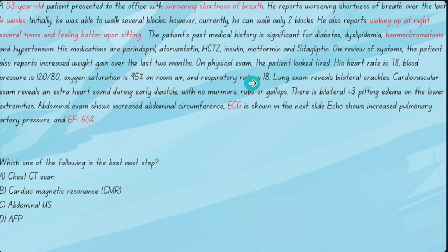But they added one thing. The ECG is shown in the next slide, and the echo shows increased pulmonary artery pressure and ejection fraction 65%. So this is a heart failure with preserved ejection fraction. Diabetes, when it leads to coronary artery disease, leads to heart failure with reduced ejection fraction. So here we have a preserved ejection fraction. Let's go back to the ECG.